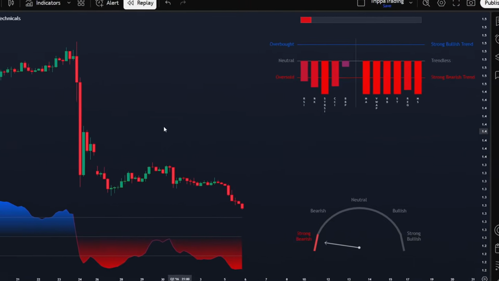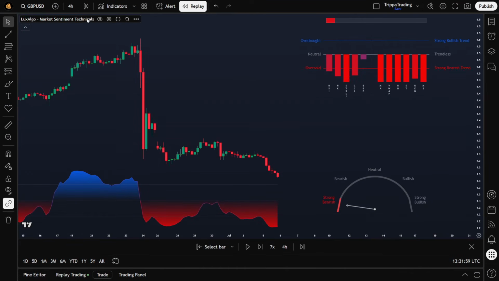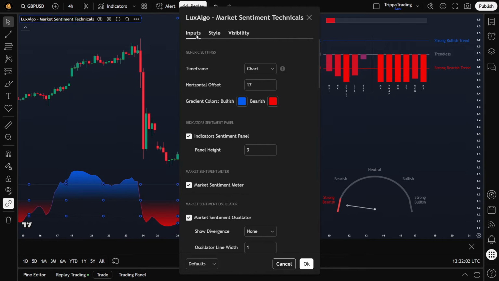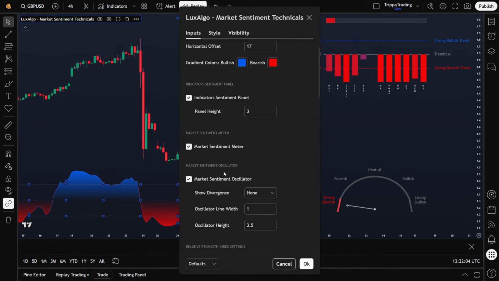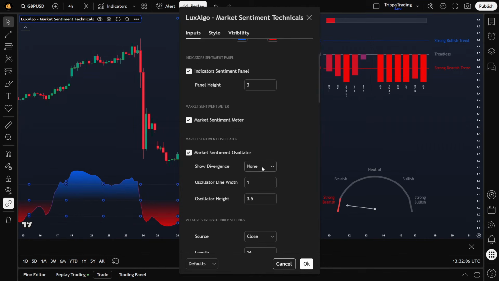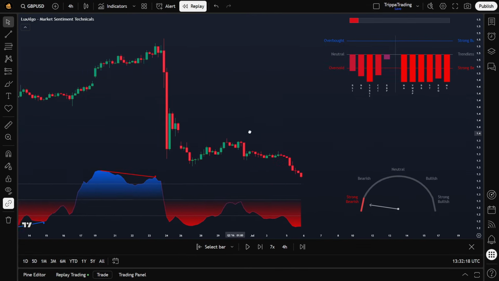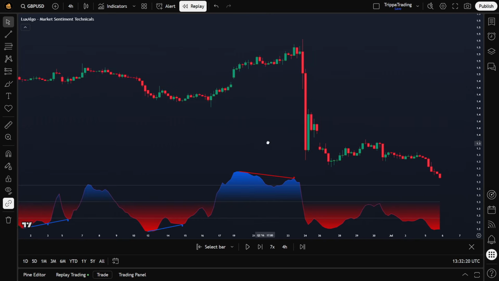And speaking of divergences, this indicator has that feature built in too. You can enable it in the settings. Just double-click on the indicator, go to Inputs, and under the Market Sentiment Oscillator section, you'll find an option called Show Divergences. Choose Regular, Hidden, or All, depending on what you want to spot. Once activated, the indicator automatically marks divergence lines between price and sentiment.